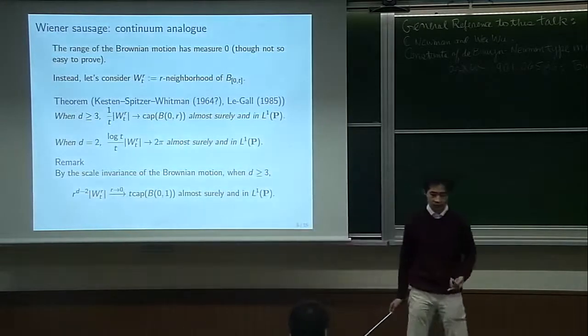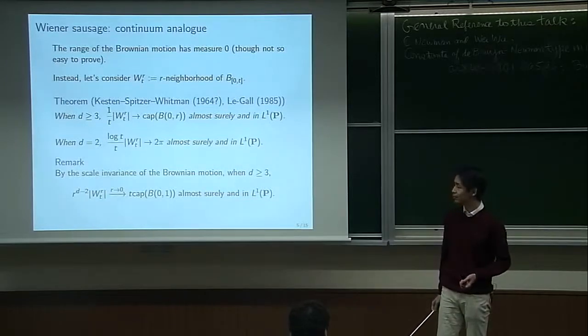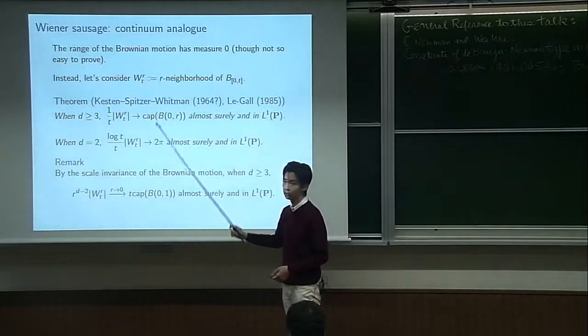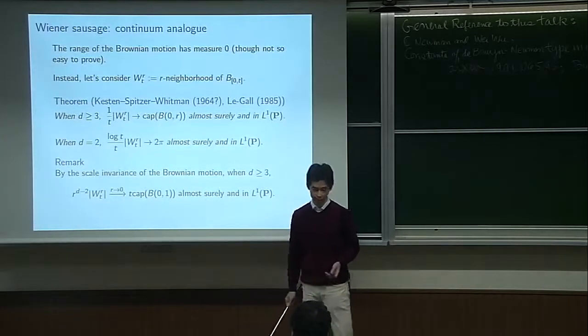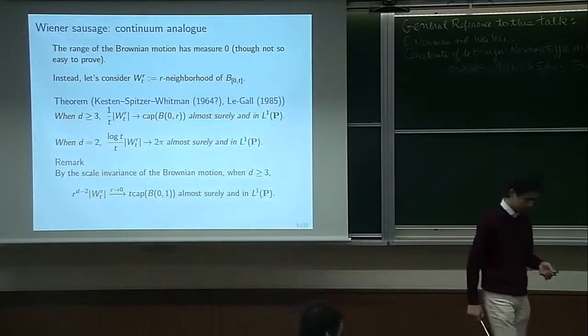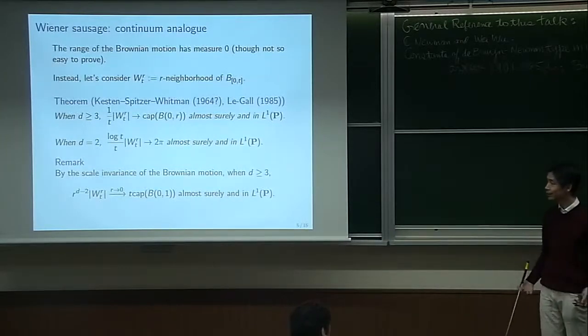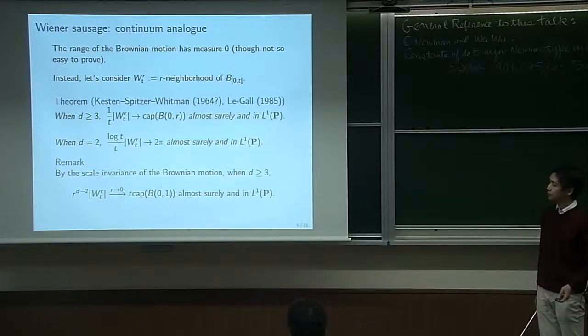And r to the d minus 2 is coming from Brownian scaling, but also you can understand this as just a scaling of capacity. The capacity of the ball scales like r to the d minus 2. This will be important in my explanation for so what. So here is the law of large numbers as the Wiener sausage gets thinner and thinner.